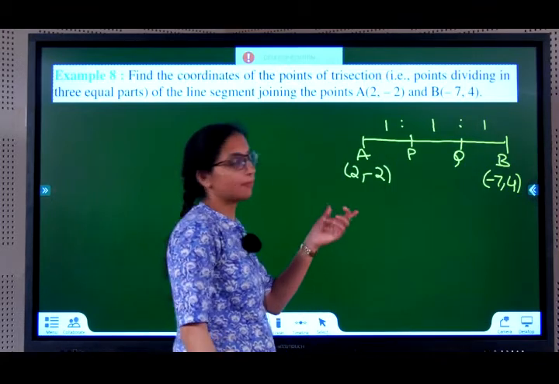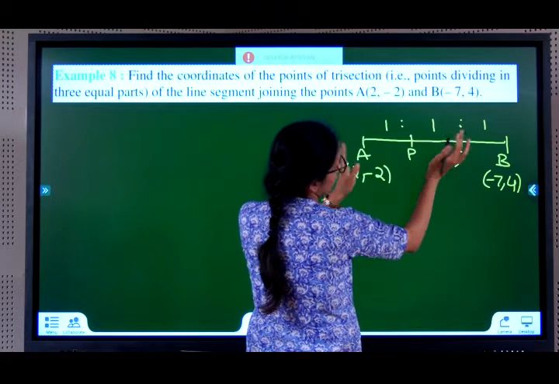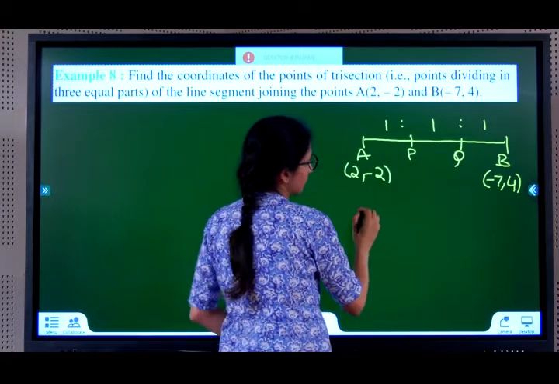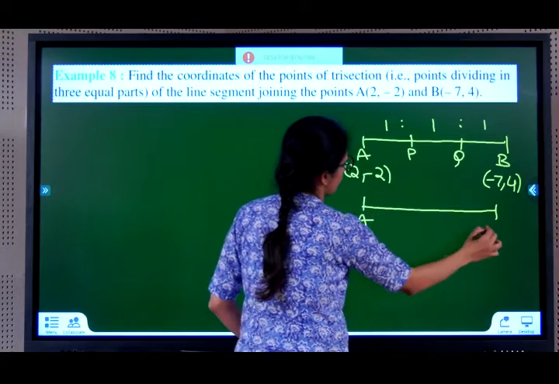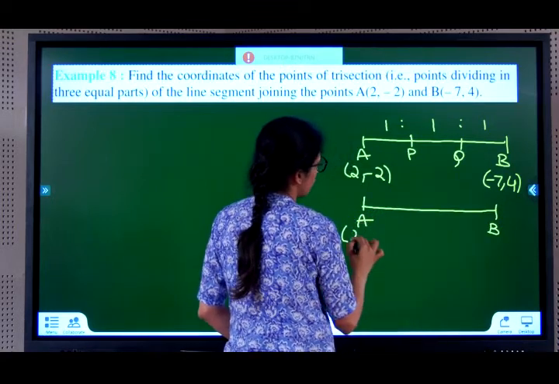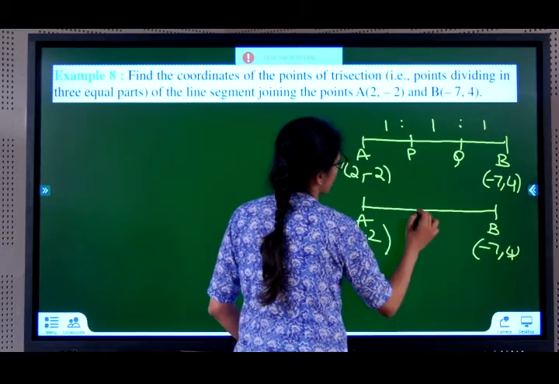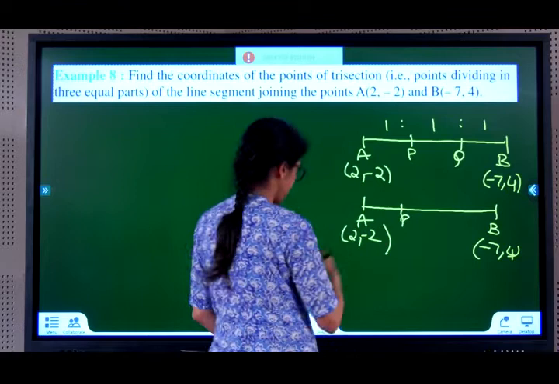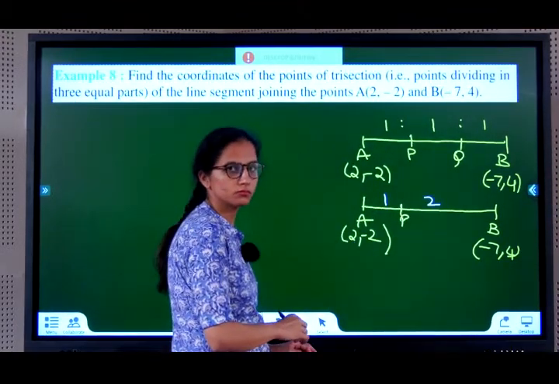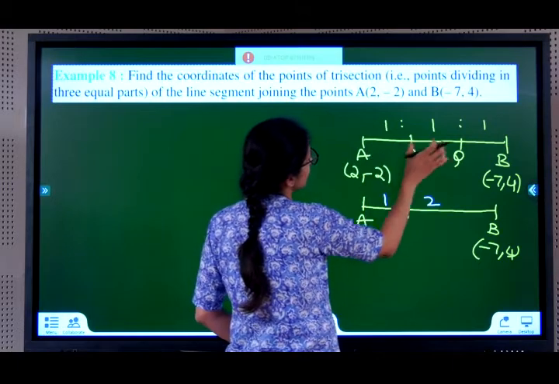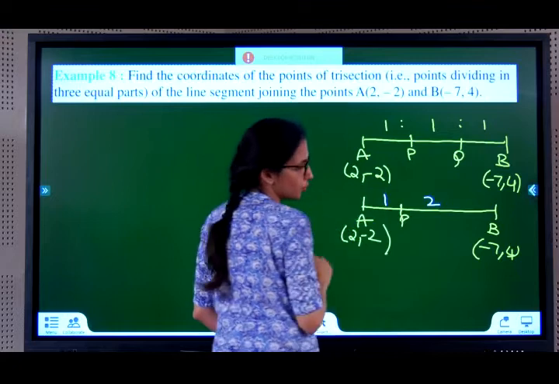I can't apply the midpoint formula because to apply it you need the value of Q. No use. So we'll divide this into 2 cases. I will rewrite this in this form: A, B, 2 comma minus 2, minus 7 comma 4. If there's P here, can I write this is 1 is to 2? If this was 2 centimeters, this was 2 centimeters, this was 2 centimeters, this will be 2, this whole thing will be 4. 2 is to 4 is 1 is to 2. Agreed?